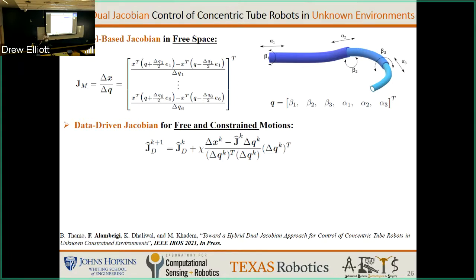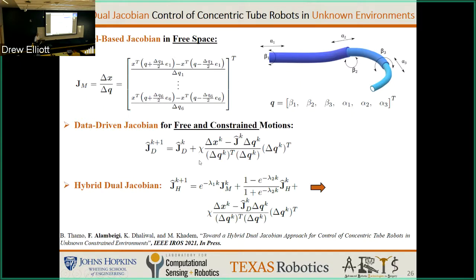So we said, how about combining the data-driven approach with an analytical approach? I have a model, and I know that if I'm interacting with the environment, the change should be in the neighborhood of that modeling approach. So we said we don't want to trash what we know from modeling. Let's use it as an initialization and then combine it with the data-driven approach. So this J_M is the model, and this J_D is coming from the Broyden update rule. And here is what we suggested, we called it the hybrid dual Jacobian.